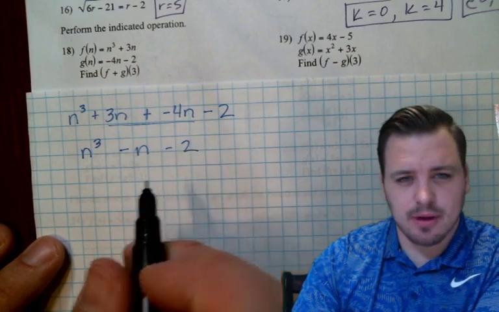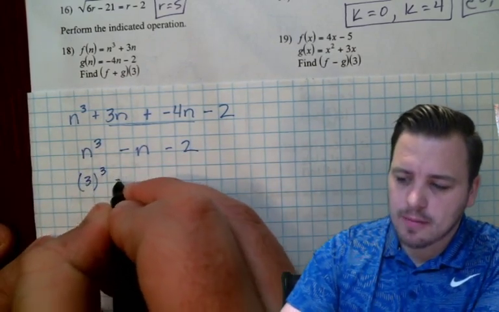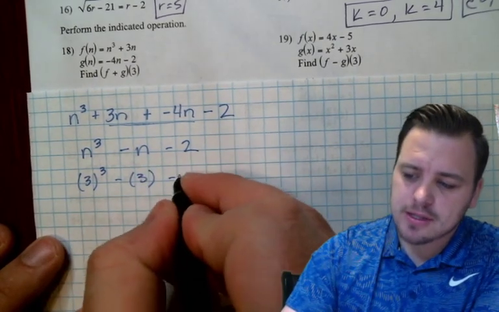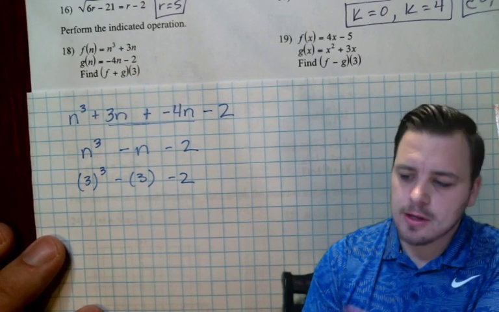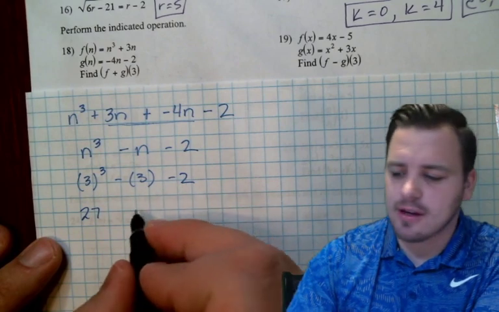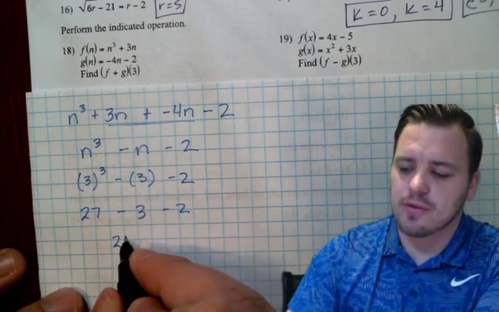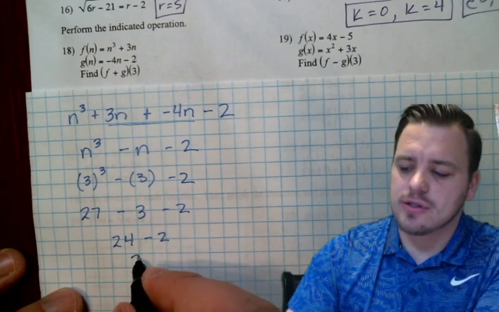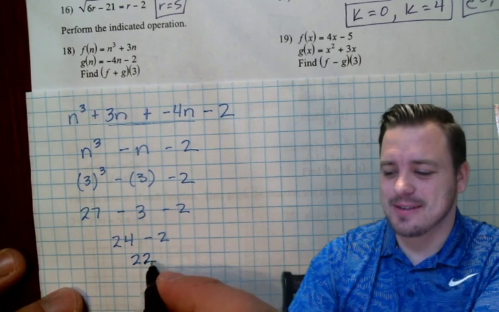And that's fine if you plug it all in at the beginning. So 3 cubed minus 3 minus 2. So that should be 27. 3 cubed is 27. Minus 3 minus 2. 27 minus 3 is 24. 24 minus 2 is 22.